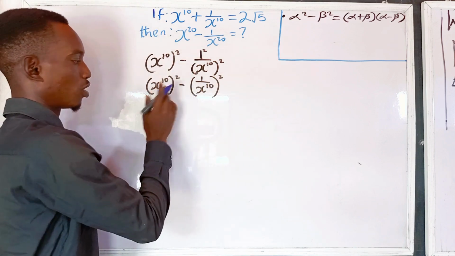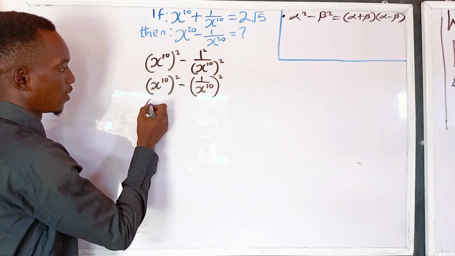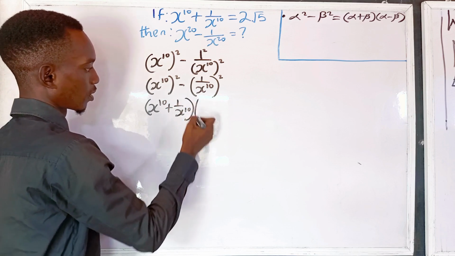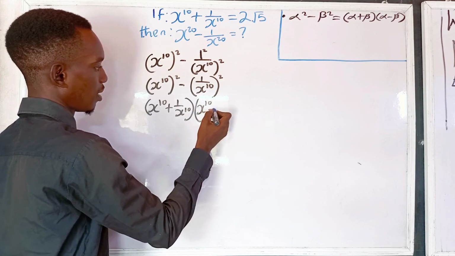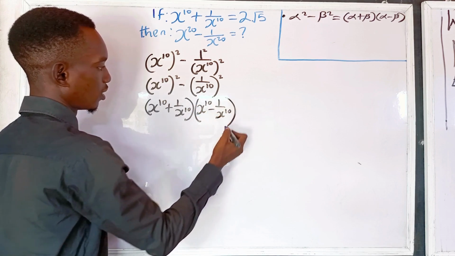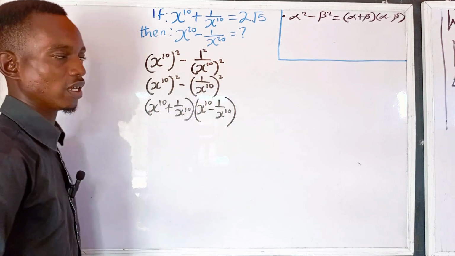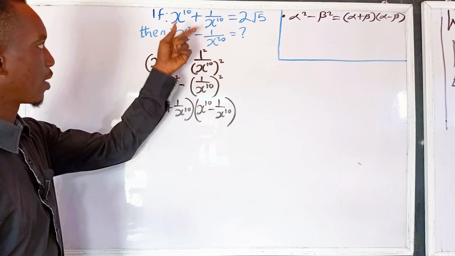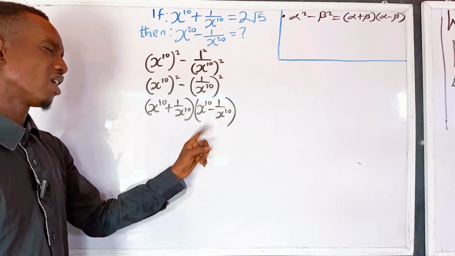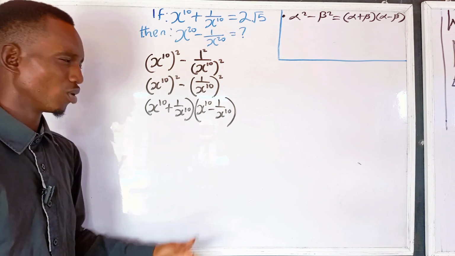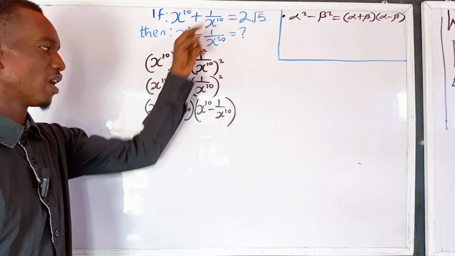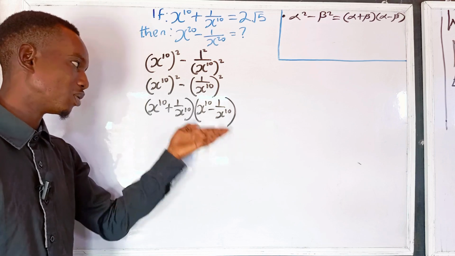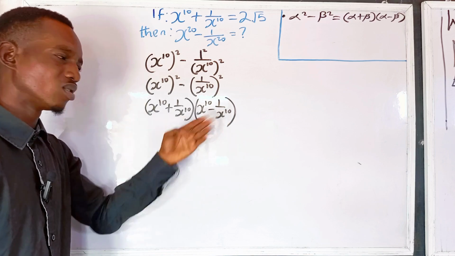So alpha here is x to the power of 10. So we can write this as x to the power of 10 plus 1 over x to the power of 10, then x to the power of 10 minus 1 over x to the power of 10. This is our alpha, this is our beta, the same thing. So we're getting close because now I can see this right here. But we're having subtraction here instead of addition. That means we have to simplify this again. We have to rewrite it in terms of the addition of this, not subtraction.